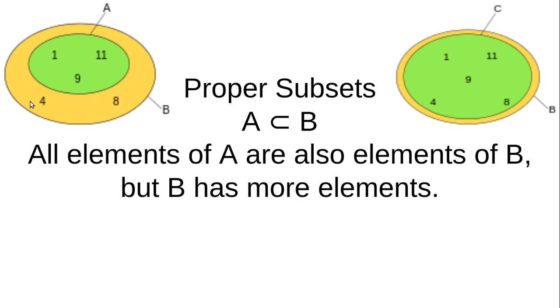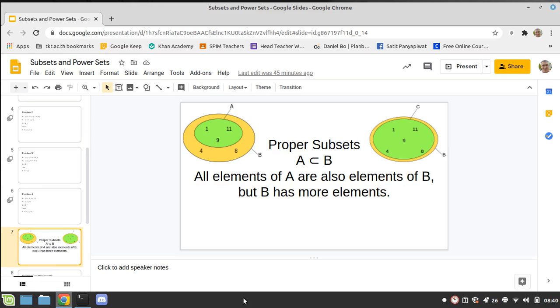So you can see on the left side here, B has more elements than A, but on the right side, B does not have more elements than A. They have the same number of elements, and really they're equal. B and C are equal. So C is a subset of B over here, and A is a subset of B over here, but A is a proper subset of B, but C is not a proper subset of B because there's not more elements. So I hope that was clear. We're going to do some practice on the board in a minute.